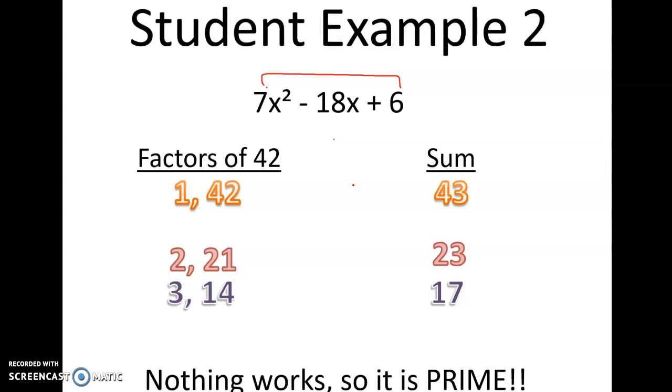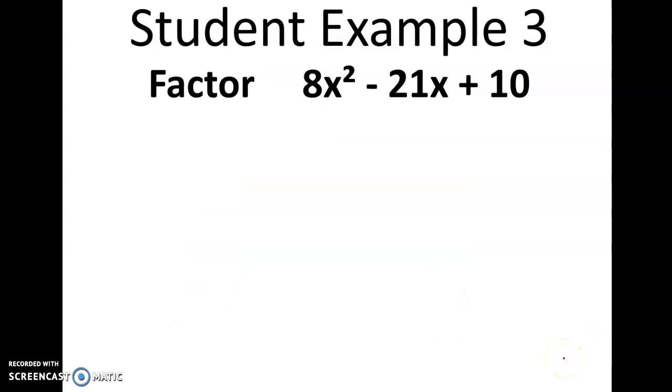All right, and the last example, and then you guys are going to practice this. Oh, 6 and 7 was the last one. All right, student example 3. Look and see if there's a GCF. 8 is the smallest number. 8 doesn't go in 21 and 10. 4 doesn't go in 21 and 10. 2 does not go in, and they don't all have an x, so there is no GCF.